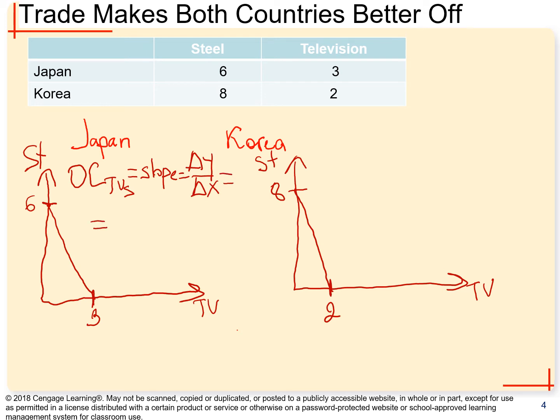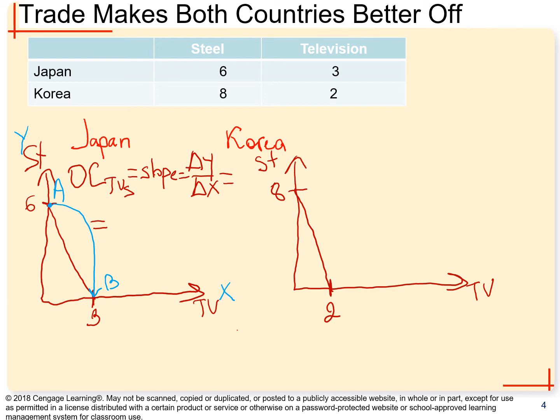Now we're going to look at our graph and try to figure out what is delta y and what is delta x. Remember, we're working with Japan. If we start at point A on our graph and move all the way to point B, we can calculate the change in our y and the change in our x. Remember from algebra and geometry, the vertical axis is usually y and the horizontal axis is x.